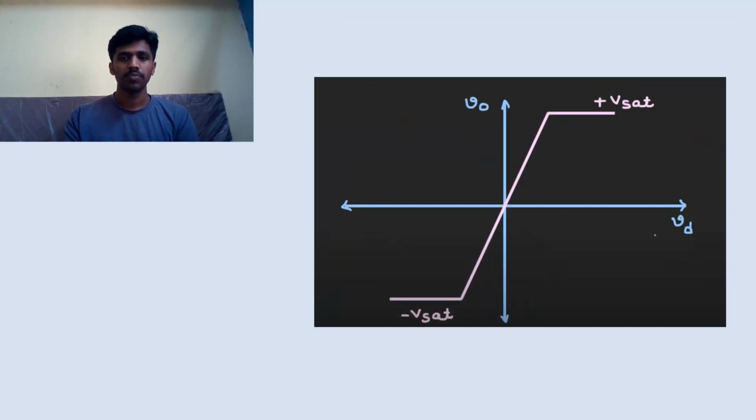So here comes the output transfer characteristics of op-amp. In this op-amp you can observe that with the increase in differential voltage, that is V1 minus V2, the output increases and the slope gives us the gain of the amplifier. After some threshold value, the gain reaches a saturation value, as you can see here. It is the same in the case of a negative value also.